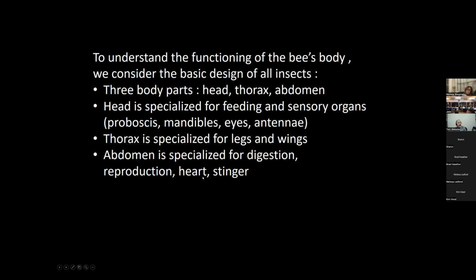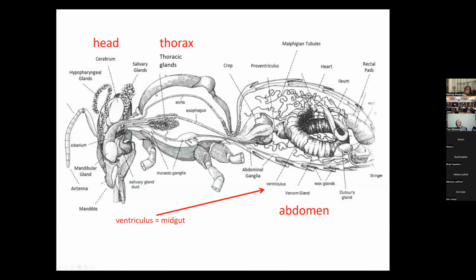The heart is in there, the stinger is in there, and there's a lot going on in the abdomen here. So this is a cutaway drawing of the worker bee, which you can kind of visualize when you're looking at that frame of bees. It's going to be kind of a nice day tomorrow if you're going to go out to the bees, or the next day. And this is what's happening inside.